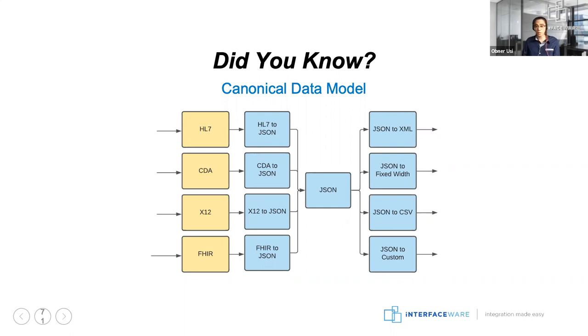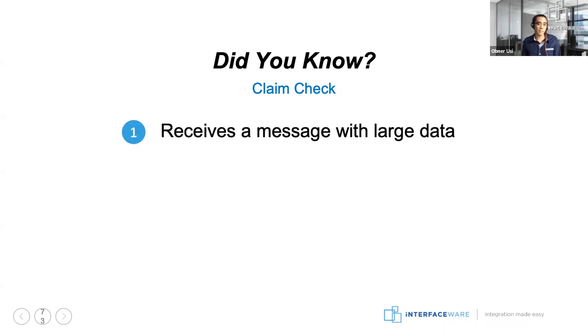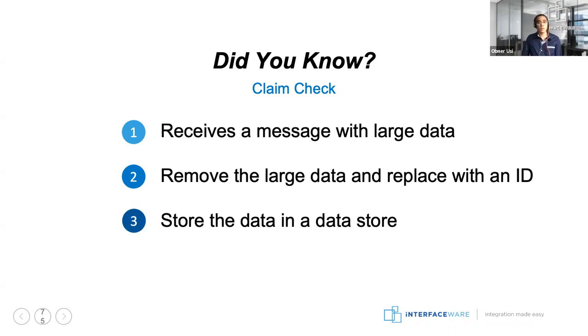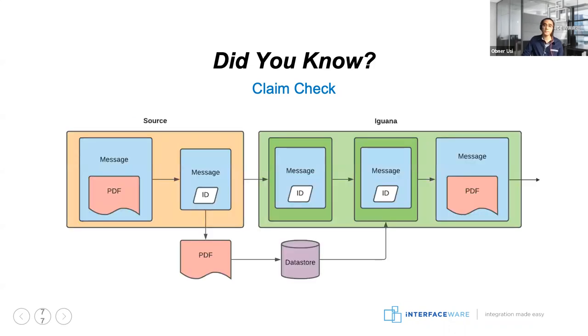Moving on, our last design pattern is claim check. A common case that comes up is an HL7 message that comes in with a large file attached to it. Instead of processing the message as is, you can receive the message, remove the large data and replace it with an ID, store the data in a data store, then after all the processing, swap the ID with the data. Here's an example of this.